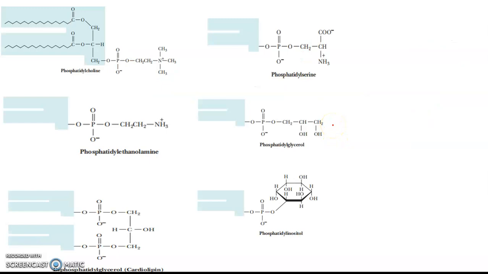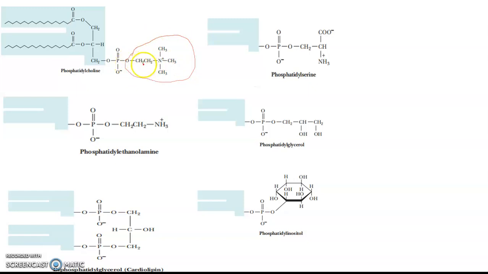So these are some examples of phospholipids that are found in biological membranes. We have the phosphatidylcholine. Here we have the fatty acid, but our major emphasis is on the choline. The choline makes this phosphatidylcholine. That's where the name is gotten from, the choline function, or the choline moiety.